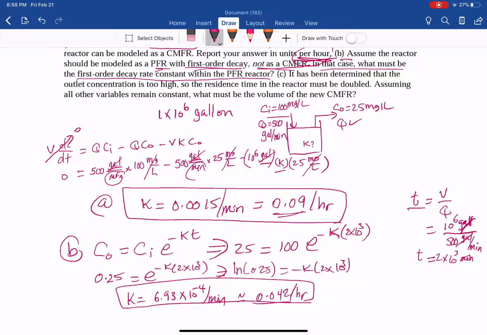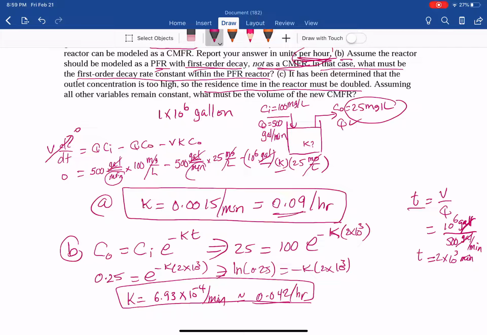Let's look at C. It has been determined that the outlet concentration is too high. The EPA said that this is too high. So the residence time in the reactor must be doubled. So we should double T, the time. Assuming all other variables remain constant, what must be the volume of the new CMFR?